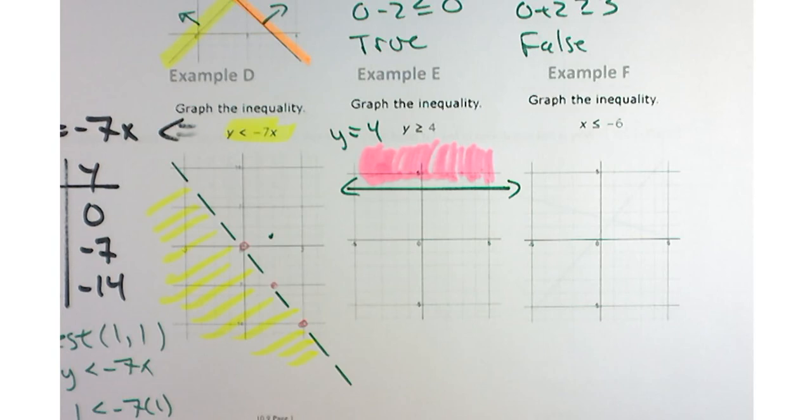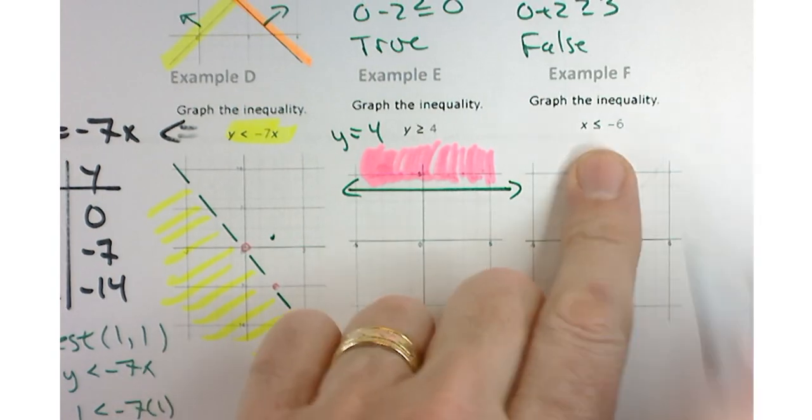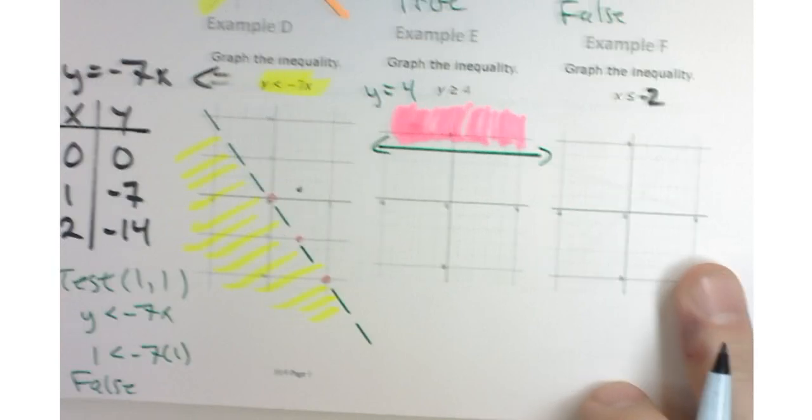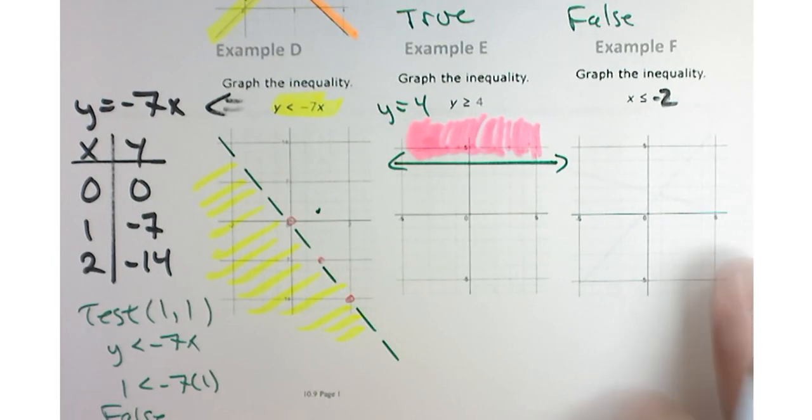Will do. All right. This last one, I'm going to make that x is less than or equal to -2. Otherwise, the graph doesn't fit too well on our paper. And try and graph that one. See what that one's going to look like.